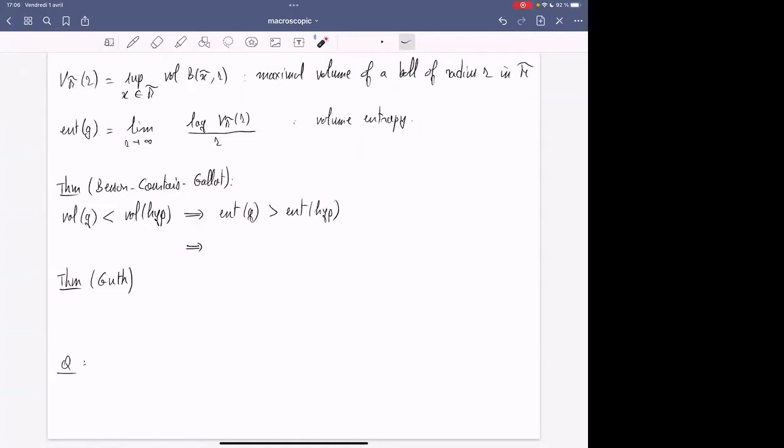I was talking about the Besson-Courtois-Gallot theorem. The result is about the minimal volume entropy that they computed. The entropy is a Riemannian invariant that you can define: you look in the universal cover of your manifold at the exponential growth rate of the volume of balls. The result says that if the volume of G is less than the hyperbolic volume, then the entropy should be greater than the entropy of the hyperbolic metric. In other words, you can find a ball of large radius R.